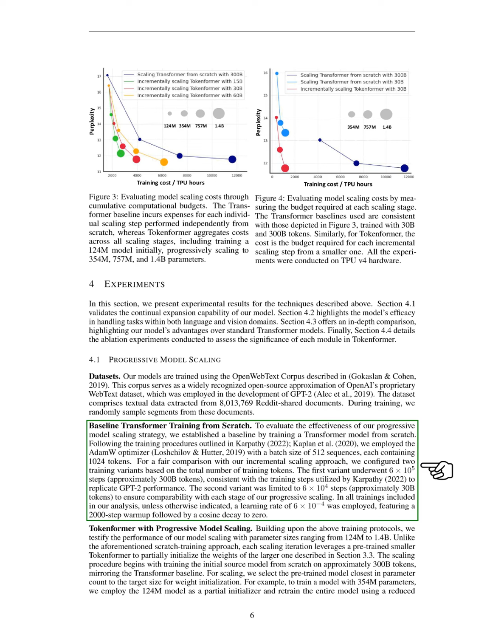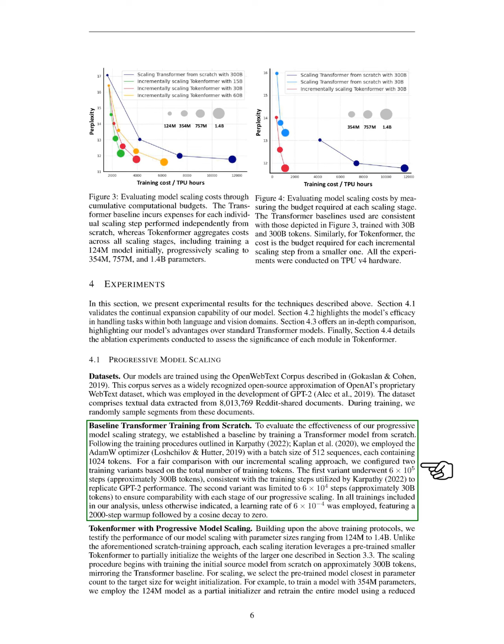We start by training the initial model on around 300 billion tokens. For scaling, we choose the pre-trained model closest in size to the target. For instance, to train a model with 354 million parameters, we use the 124 million model for initialization and retrain it with a reduced token budget. Our training optimizes the autoregressive log likelihood, averaging over a 1024 token context, and we evaluate log perplexity on the test set.